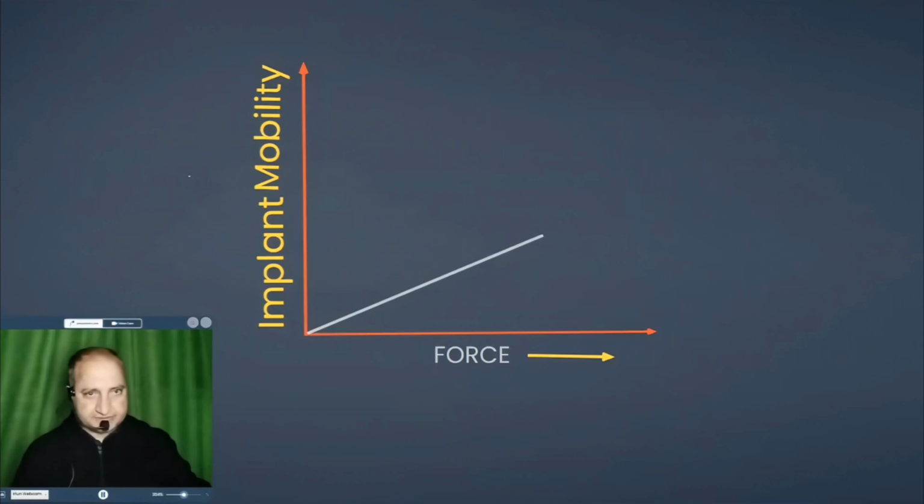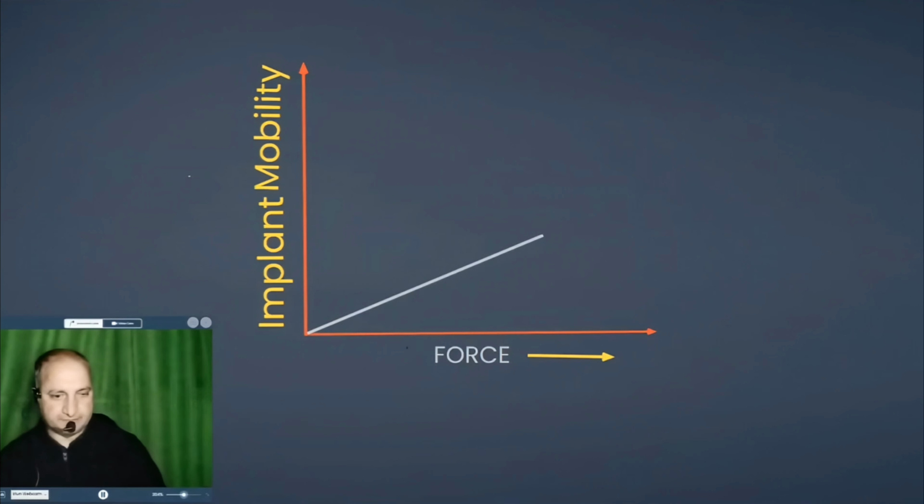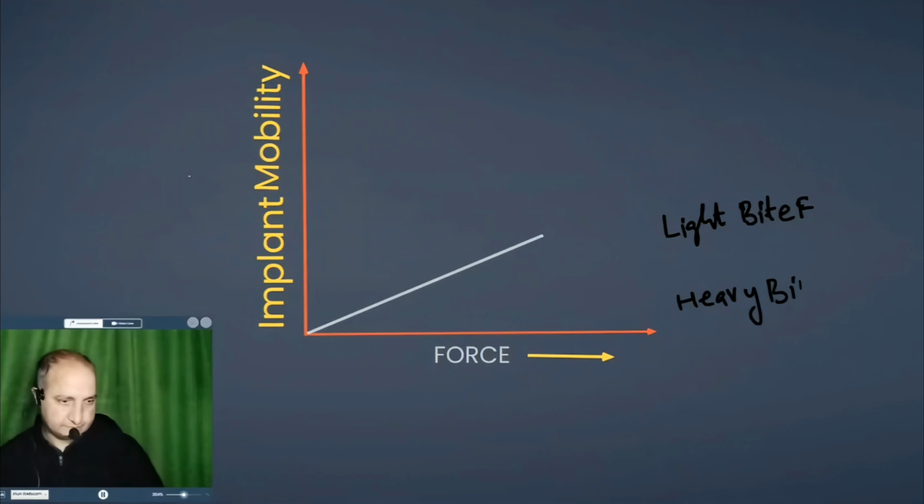This graph demonstrates the linear, elastic and monophasic movement of the implant when it is subjected to functional loading. Under light bite force, the implant barely moves. But under heavy forces, the elastic bone surrounding the implant undergoes elastic deformation, which permits the implant to move, and the magnitude of the movement that the implant can make under heavy bite forces is about 3 to 5 microns.